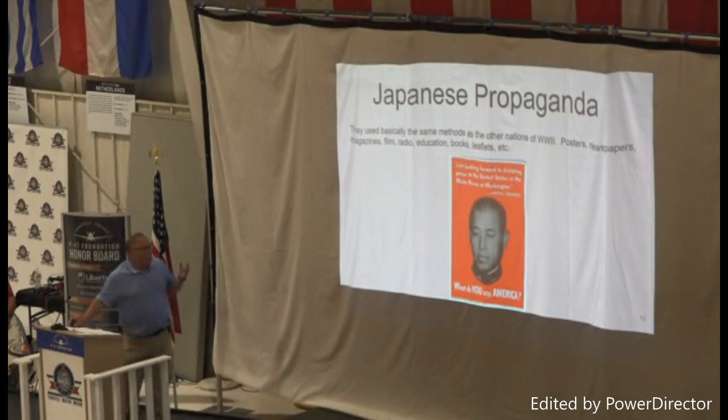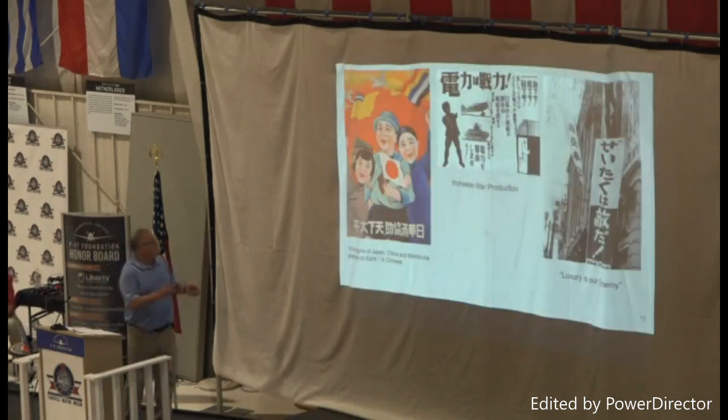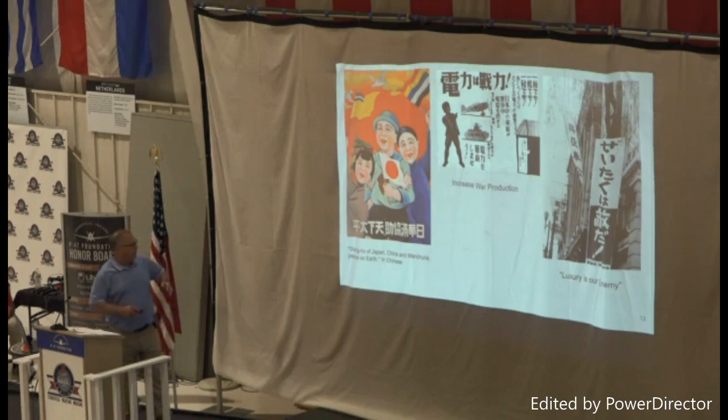Another thing, though, you'll see with Japanese propaganda is they were convinced that they were racially superior to the Chinese, to the Koreans, and to other Asian peoples. And this example shows you that they were trying to get the Chinese and Manchurians to support Japan instead of fighting against them. You know, let's be united.